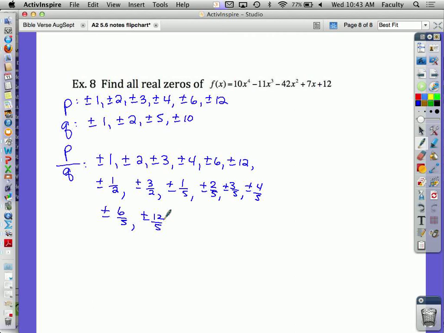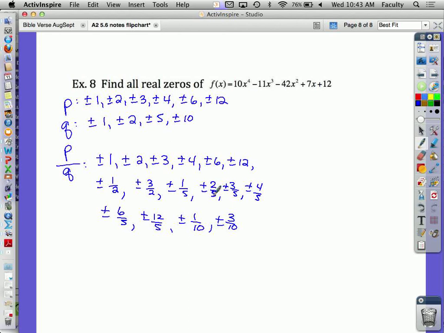Alright, then we're going to divide by 10. 1/10. Now 2/10 is 1/5, and I have that. I would need 3/10. 4/10 is 2/5, I have that. 6/10 is 3/5, we have that, and 12/10 is 6/5.